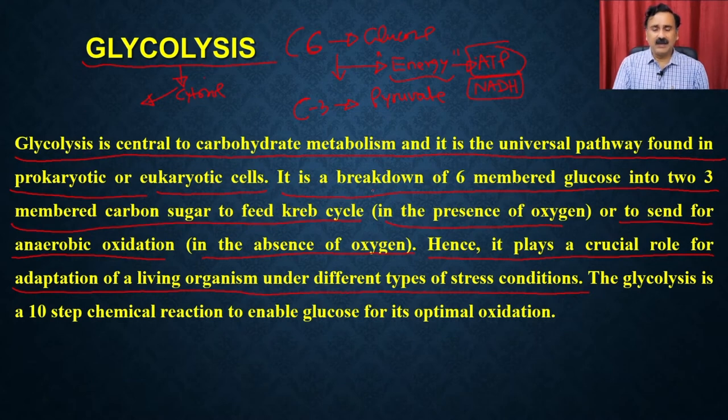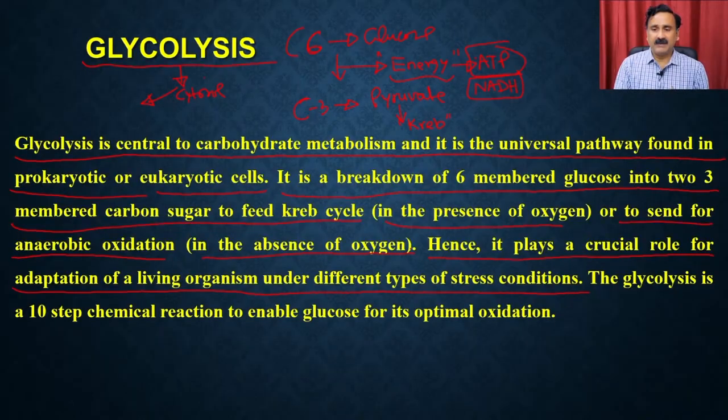As you can see, it is going to break down the six-carbon glucose into three-carbon sugars, and that three-carbon sugar, which is the pyruvate, is eventually going to go into the Krebs cycle. But it goes into the Krebs cycle only if oxygen is present. If oxygen is not present, then it is going to feed the pyruvate into the anaerobic pathway. That's how, depending on the availability of oxygen, glycolysis can shuttle the final product into two different types of pathway, and that's how it allows adaptation to different types of stress conditions.